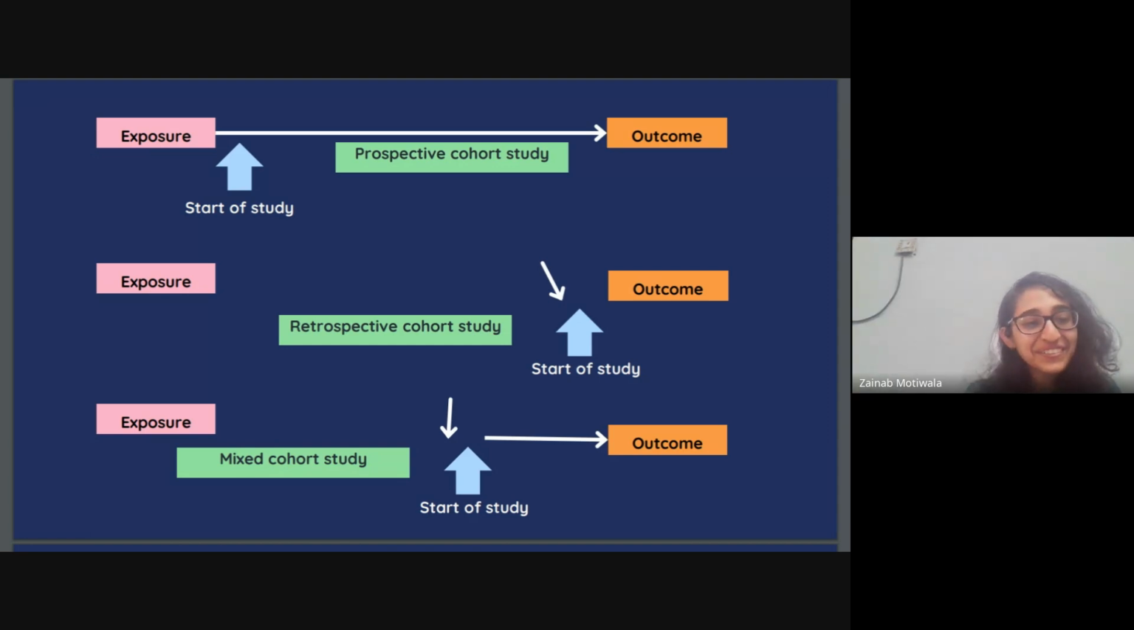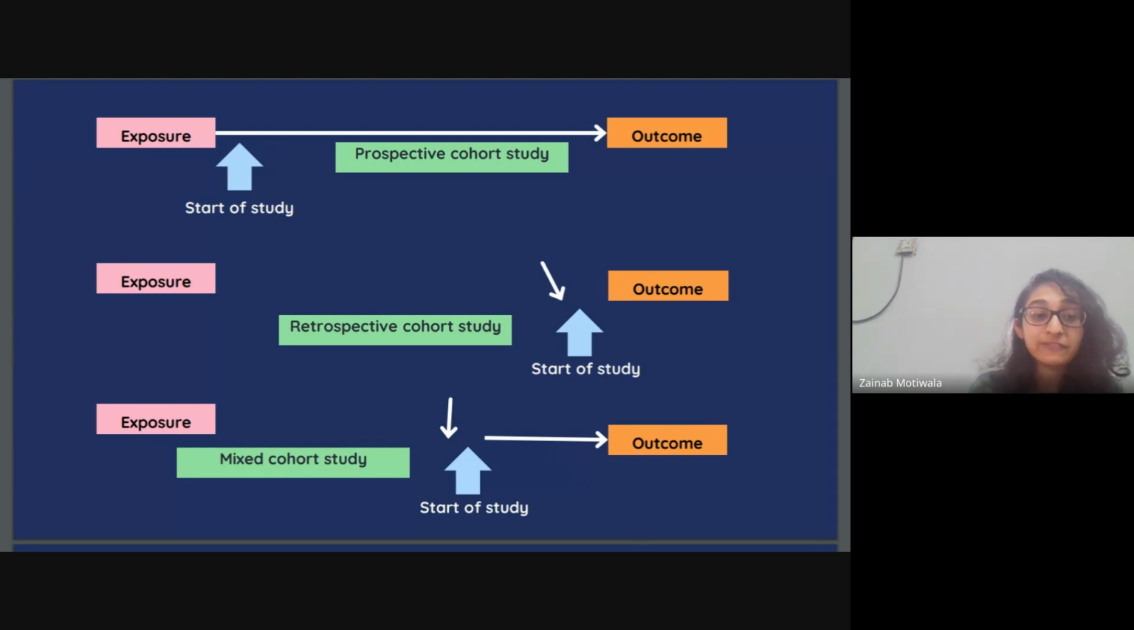Wonderful. Thank you so much for summarizing this for us. So retrospective is, as you mentioned, back in time. And this is a very, very important thing that you mentioned, that we're looking here when we talk about prospective and retrospective cohort study, types of cohort study designs.